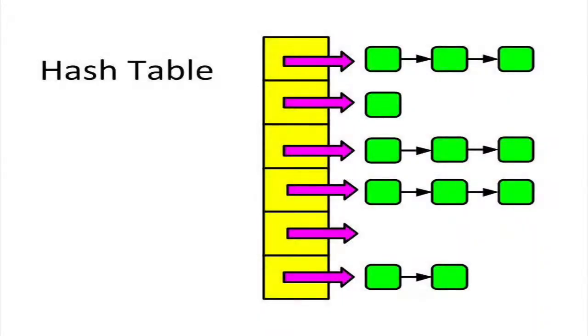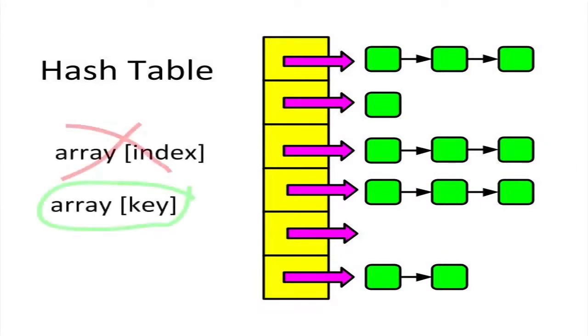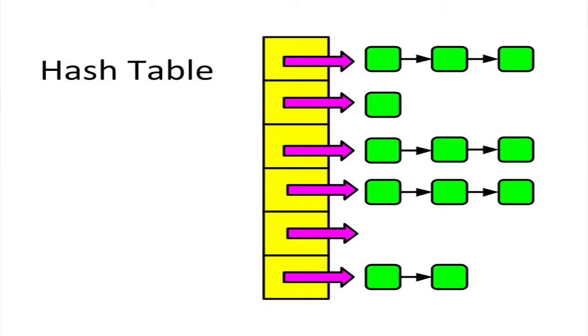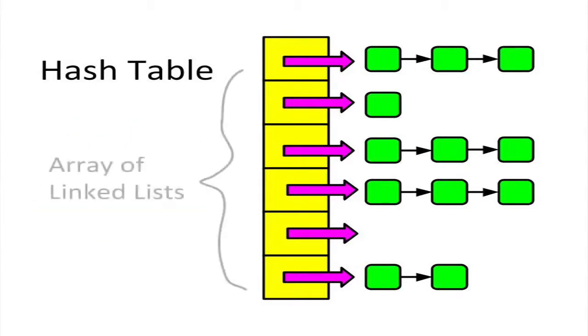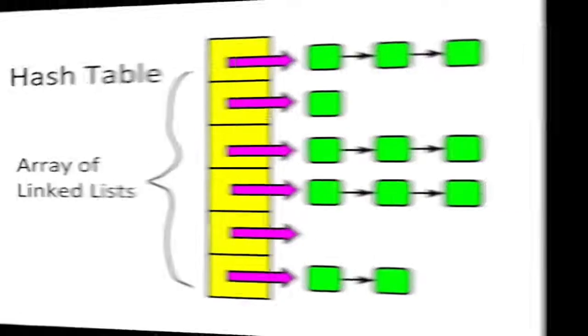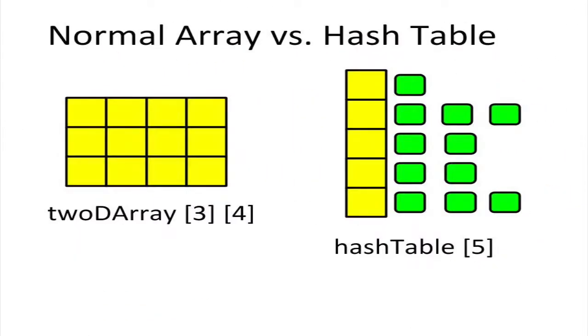A hash table is a data structure for storing key-value pairs. It uses keys rather than index numbers to look up table entries. To implement a hash table in C++, you would create an array of linked lists. A simple hash table is like a multi-dimensional array.